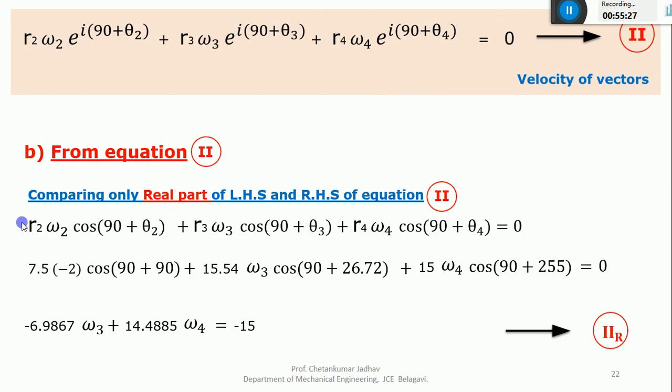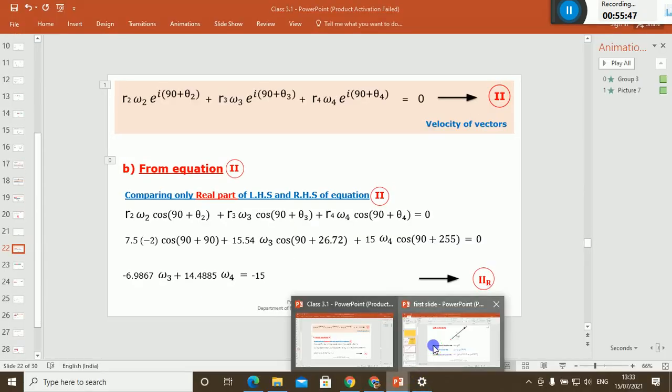When you get this equation, just substitute the values of r2 omega 2, r3 omega 3, r4 omega 4, and follow the sign conventions. If the direction of omega 2 is clockwise, you just take it as negative. So in the first problem, you can see here the given thing.